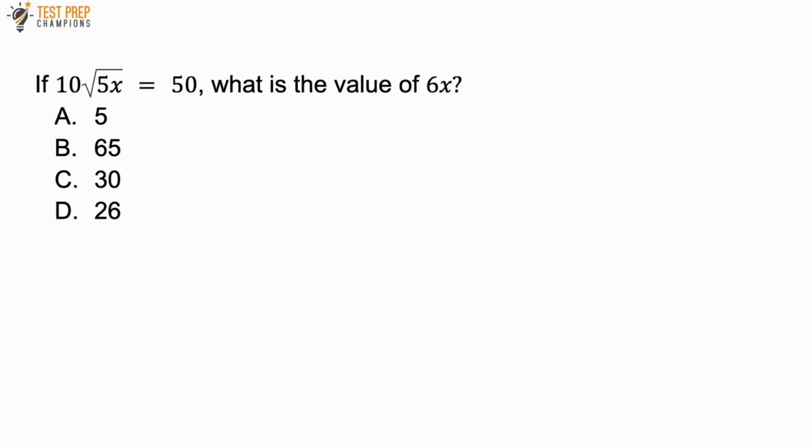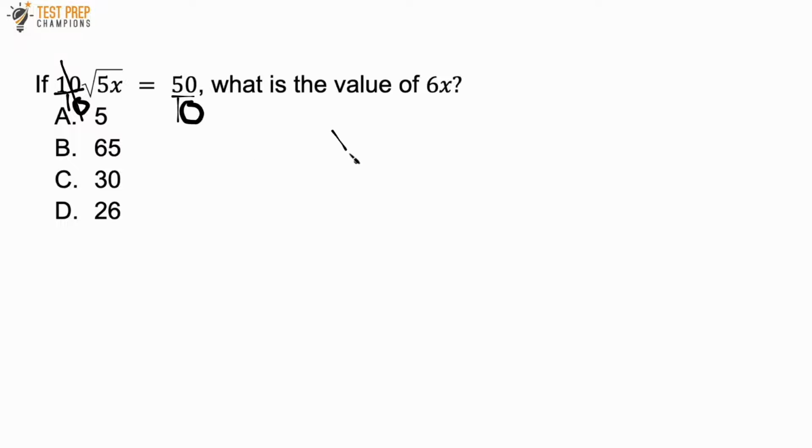Okay, so the way to approach this question is to start by figuring out what the value of x is, and then once we know the value of x, we can find the value of 6x. So the thing that I'm going to do first here is divide by 10 on both sides. Now if I divide by 10 on the left-hand side, the 10s will cancel out, and I'll be left with square root of 5x on the left-hand side of the equation. And if I divide by 10 on the right-hand side, I'm going to get 5.